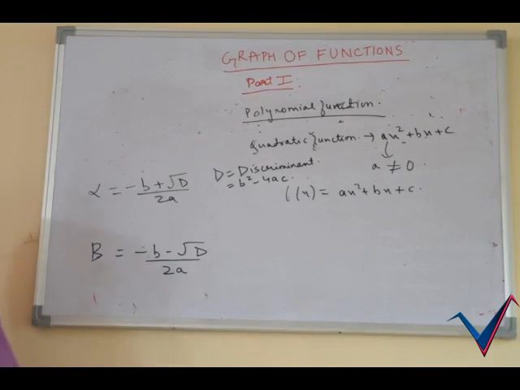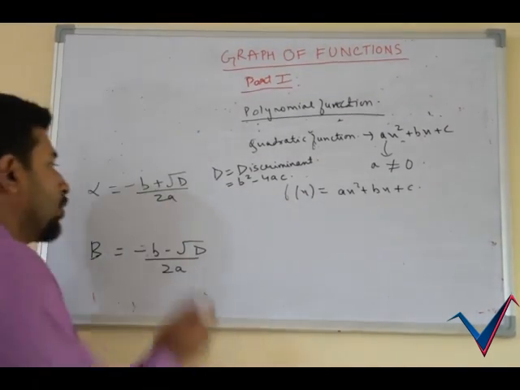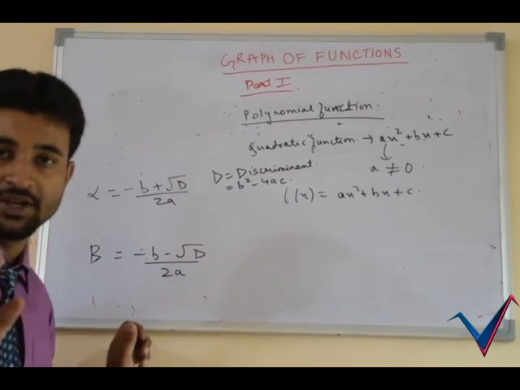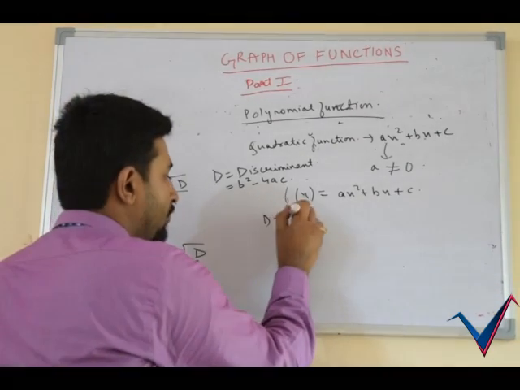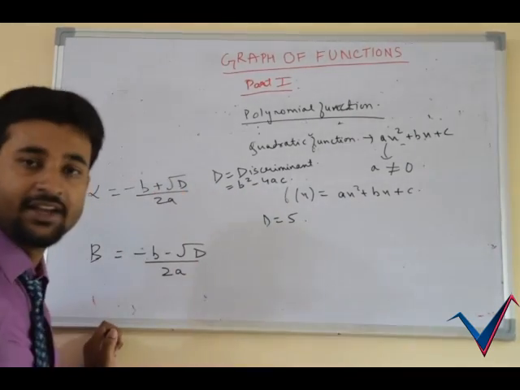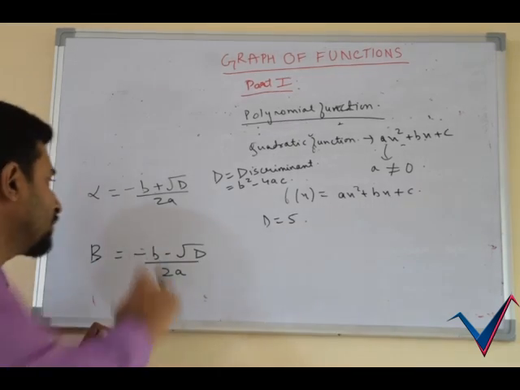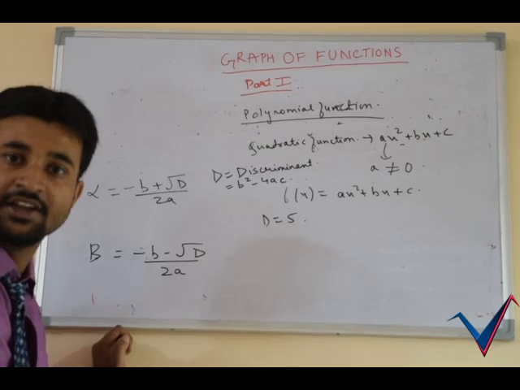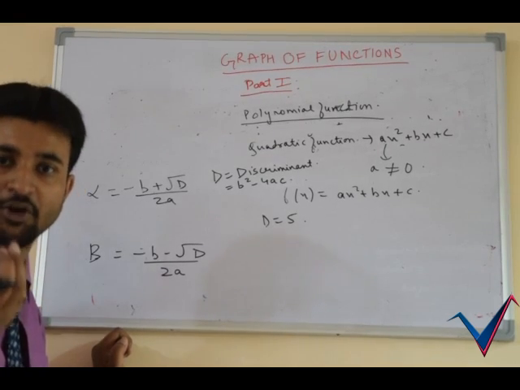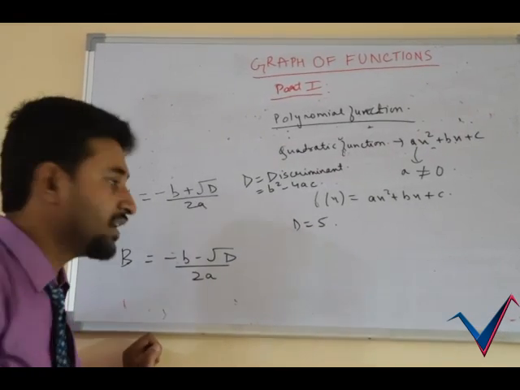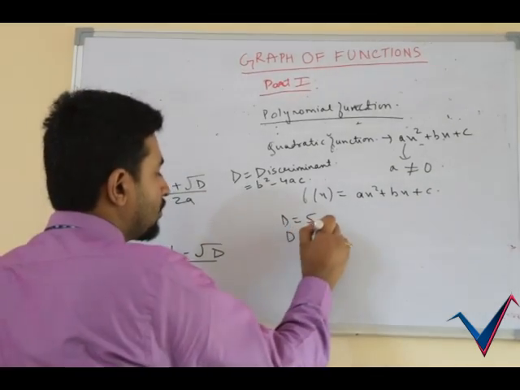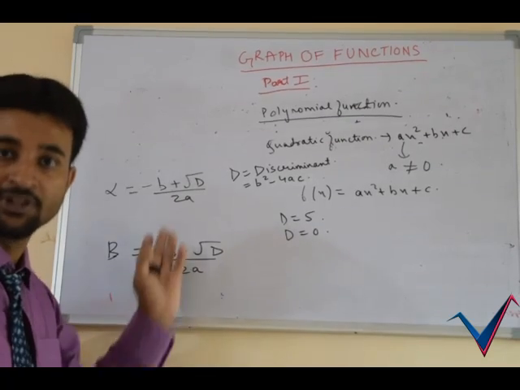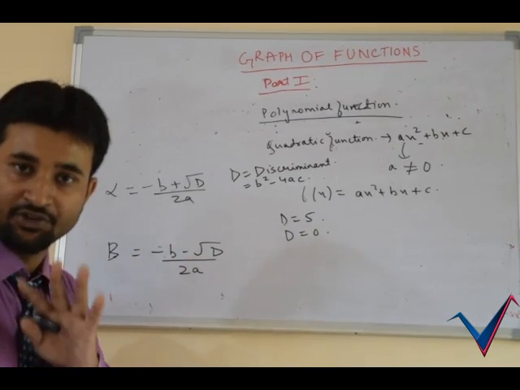Suppose the value of d is 5 here. If d is equal to 5, what will root d be? Root 5. So you will get minus b plus root 5 by 2a, and here minus b minus root 5 by 2a. You will actually have real values because root 5 is defined. Suppose d is equal to 0. What will you get? Minus b by 2a and minus b by 2a. Both the values will be the same if d is equal to 0.